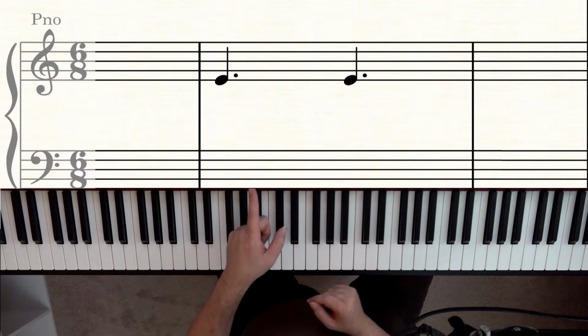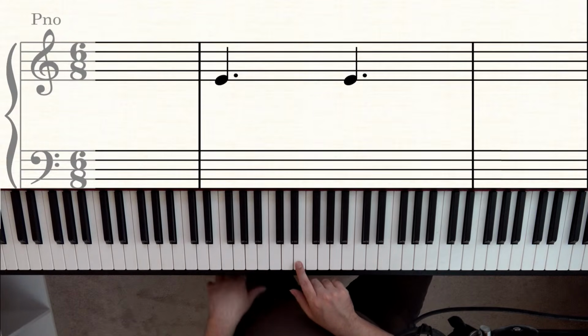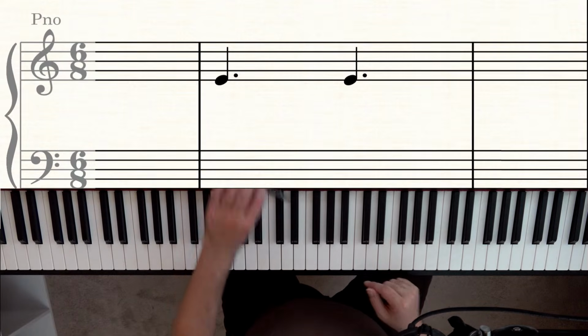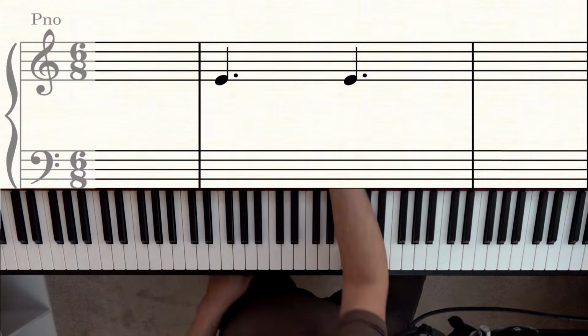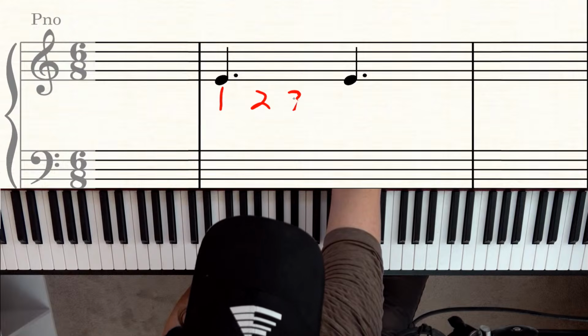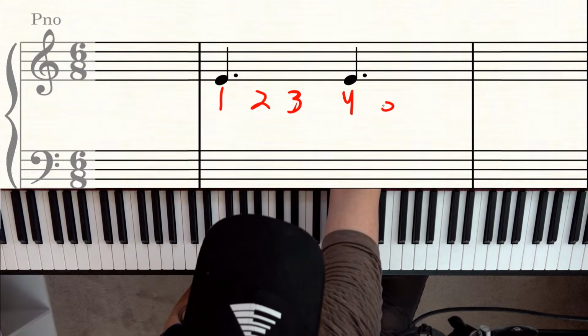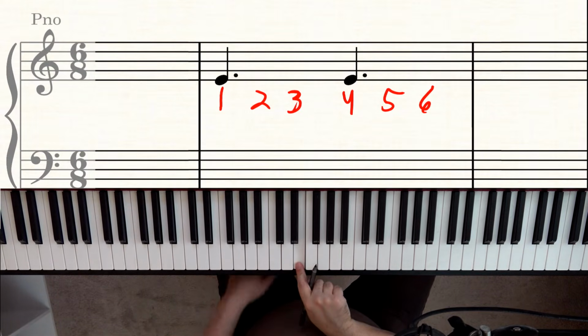Anyway, so you got 3 beats here and 3 beats here. And if you're wondering what I'm talking about, check the chat. So anyway, 1, 2, 3, 4, 5, 6 is how you would count out that measure. Just like that. 1, 2, 3, 4, 5, 6.